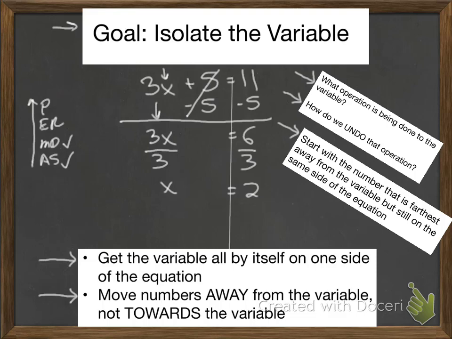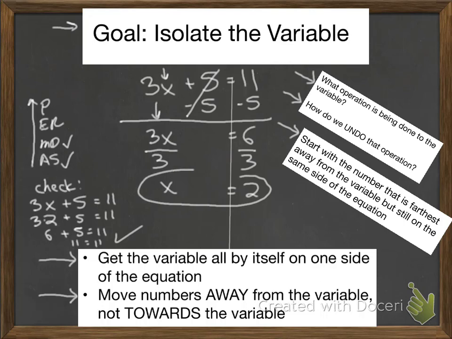And remember, in the previous videos, I also taught you to check your work. So we have 3x plus 5 equals 11. We could put 2 in place of the x. 3 times 2 plus 5 equals 11. So we have 6 plus 5 equals 11, and we have 11 equals 11. So we have checked our work and proven that x equals 2 is in fact the correct solution to this equation. Let's do another problem.